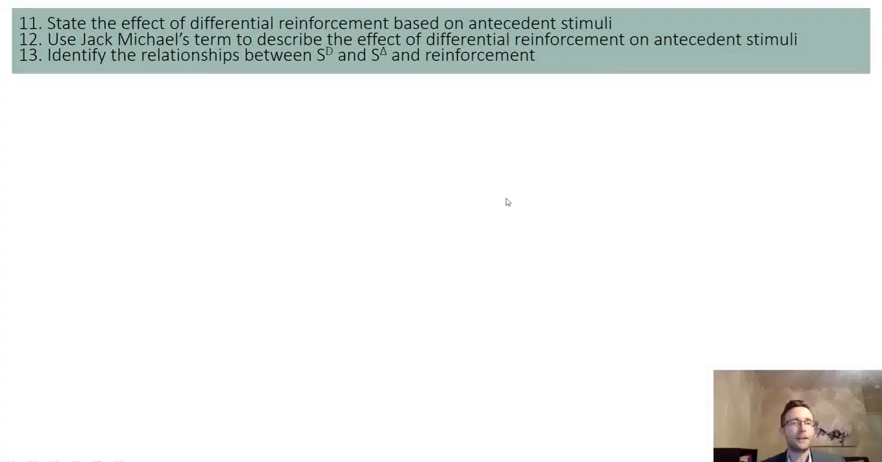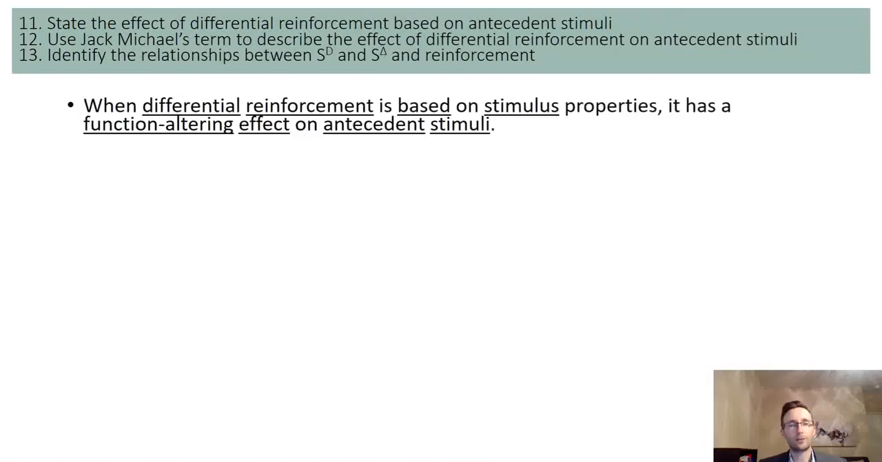Alright, objective 11, state the effect of differential reinforcement based on antecedent stimuli. 12, use Jack Michael's term to describe the effect of differential reinforcement on antecedent stimuli. 13, identify the relationships between SD and S delta and reinforcement. Well, when differential reinforcement is based on stimulus properties, it has a function altering effect on antecedent stimuli.